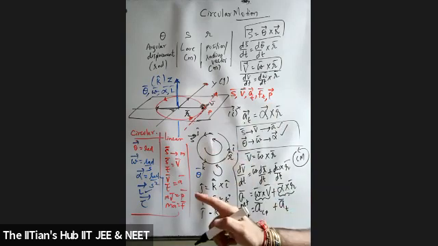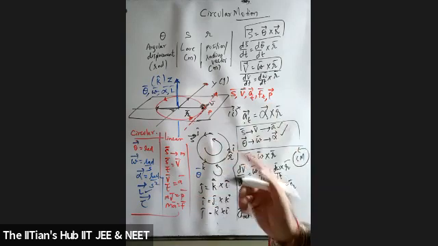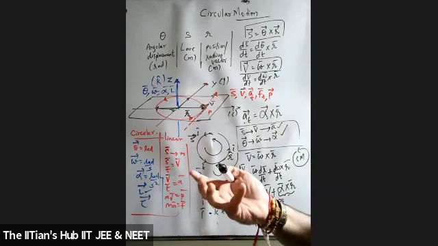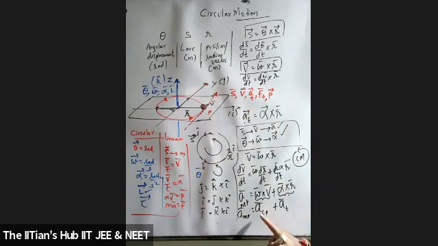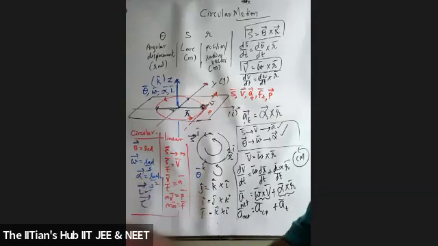But if a body is performing non-uniform circular motion with the velocity going on changing, how many accelerations does the particle have? Two accelerations. One is centripetal acceleration, another one is tangential acceleration. Is this clear to all of you? Yes, sir. Sir, can you tell it again, please?